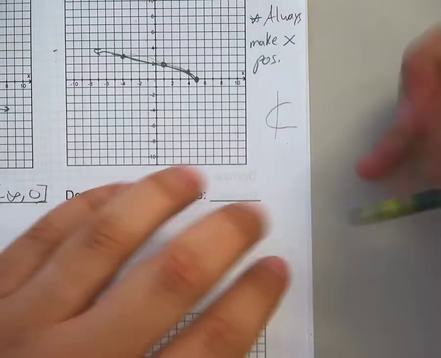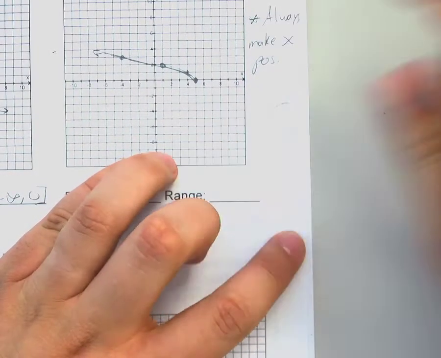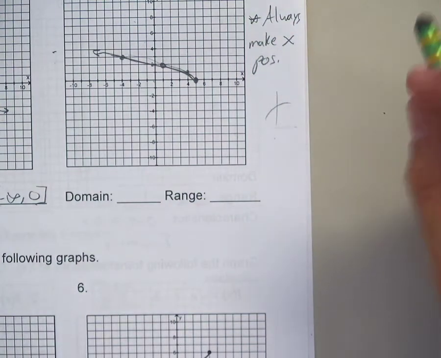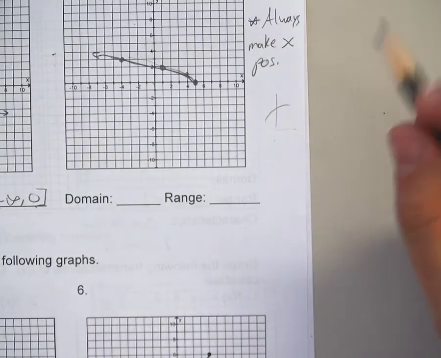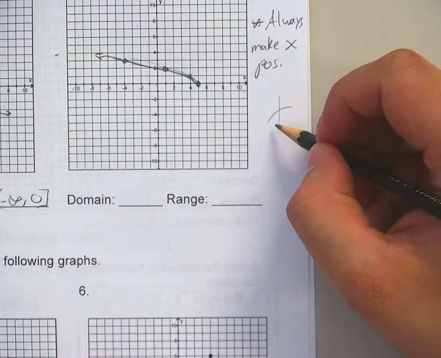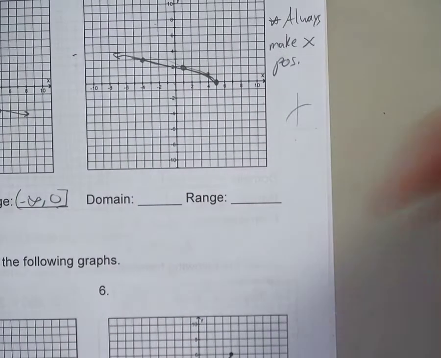So essentially what we're doing is cutting off part of that parabola. So we're making it a function. It was not a function, so now we're making it a function.